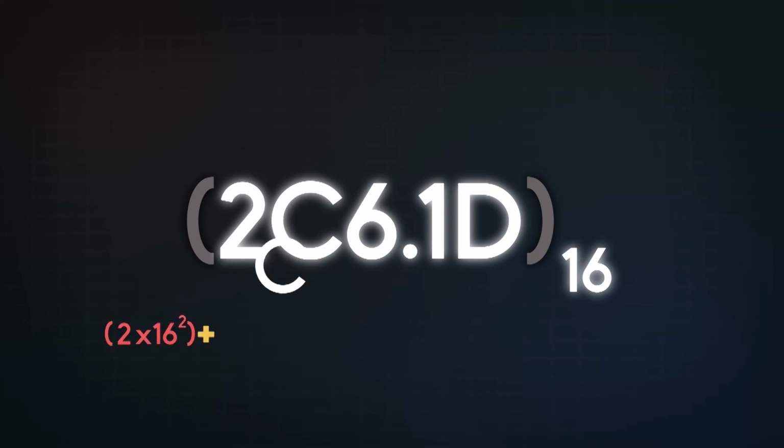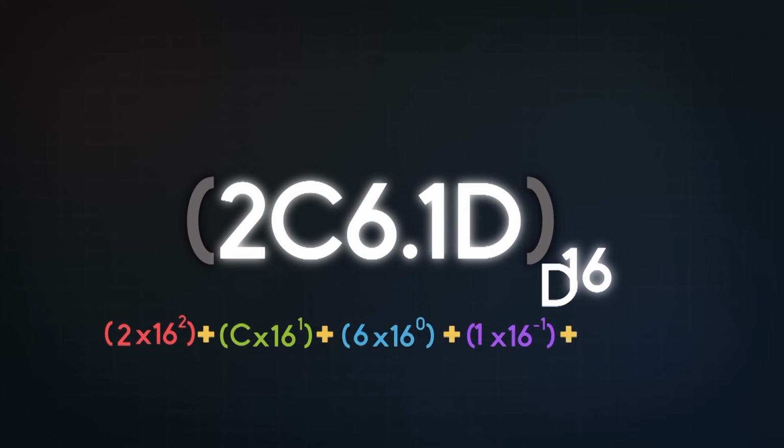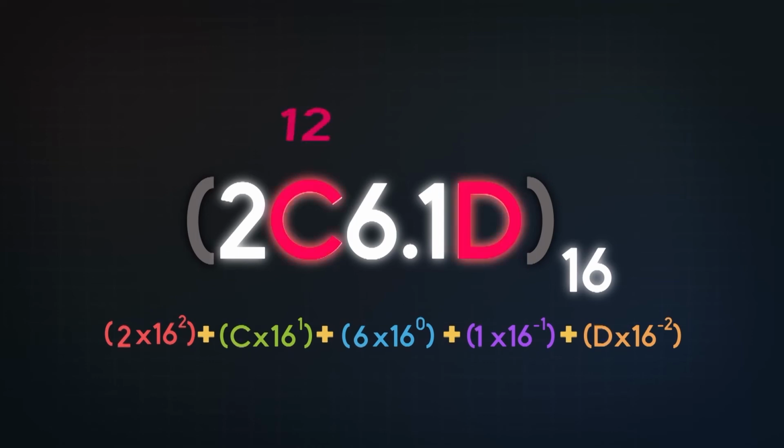Let us also illustrate one problem of representing a hexadecimal number in its positional notation. Consider the number 2C6.1D to the base 16. This can be written as 2 into 16 squared plus C into 16 plus 6 into 16 raised to 0 plus 1 into 16 raised to minus 1 plus D into 16 raised to minus 2. To proceed, we need to know the decimal equivalents of hexadecimal digits C and D. They are 12 and 13 respectively in decimal form.